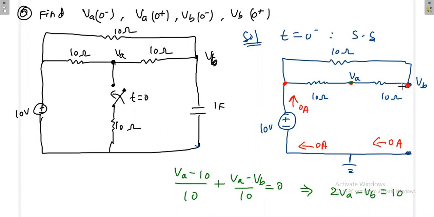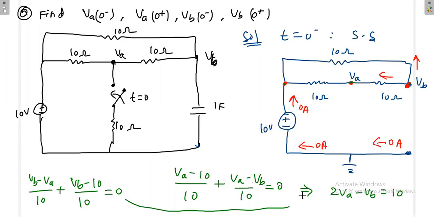So what is the current leaving from this node? Current can leave like this and like this. Current leaving from this node is VB minus VA divided by 10. And then what is the current leaving this way? This voltage minus this node voltage, that is VB minus 10 divided by 10, is equal to 0. If you modify this equation, that will be minus VA plus 2VB equal to 10.